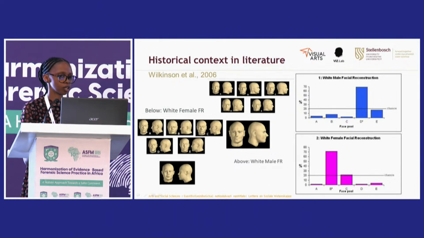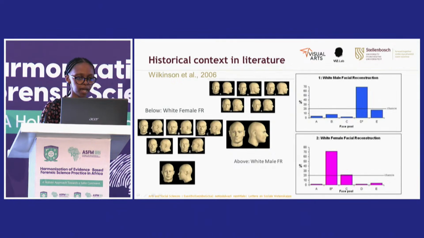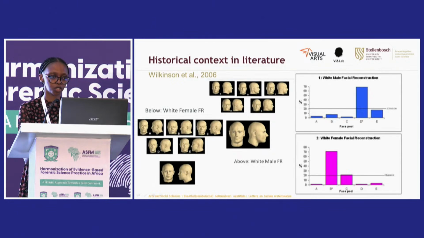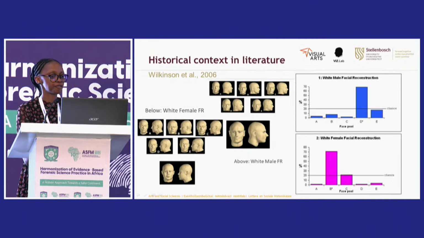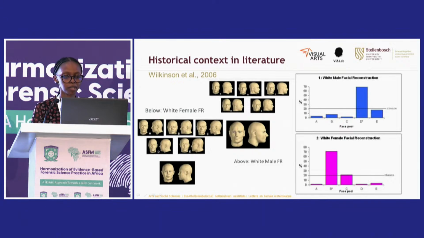A little bit of historical context is literature by Wilkinson in 2006, where a blind accuracy assessment of computer-modeled forensic facial reconstruction using computed tomography data from live subjects was used. Using 2 subjects, a white male and female, the results for the white female showed that the facial reconstruction was 53.8% aligned, less than 2.5 millimeters.